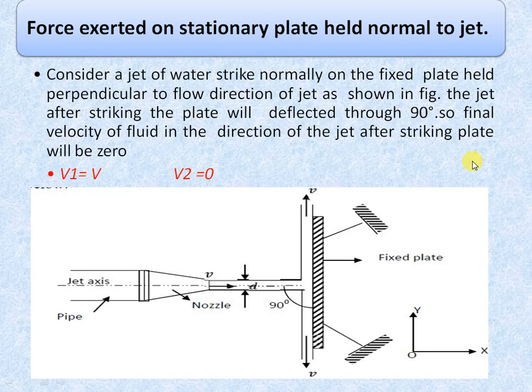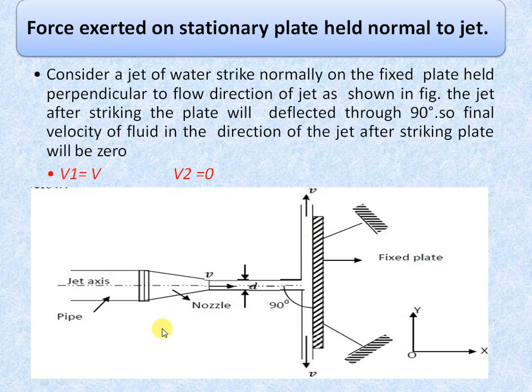So the first case is the force exerted on a stationary plate held normal to the jet. We know that the liquid comes out in the form of a jet from the outlet of a nozzle, which is fitted to the pipe through which the liquid is flowing under pressure. In this case, consider a jet of water striking normally on a fixed plate held perpendicular to the flow direction of the jet, as shown in the figure. The jet after striking the plate will be deflected through 90 degrees, so the final velocity of the fluid in the direction of the jet after striking will be 0.